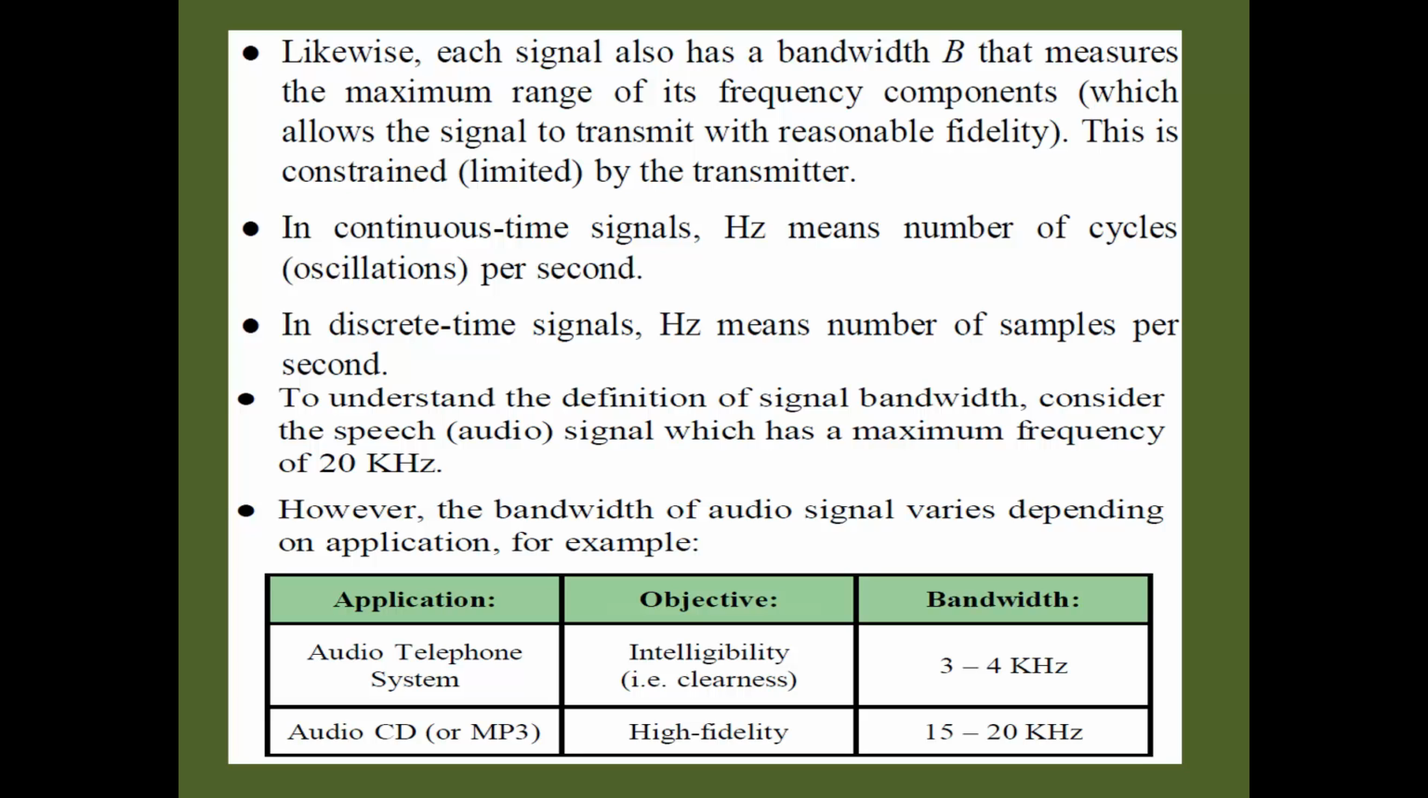Clear? So that is the signal bandwidth, and channel bandwidth is the bandwidth that the channel offers to the signal, so that the signal can travel smoothly through the channel and it can produce a reasonable quality output.